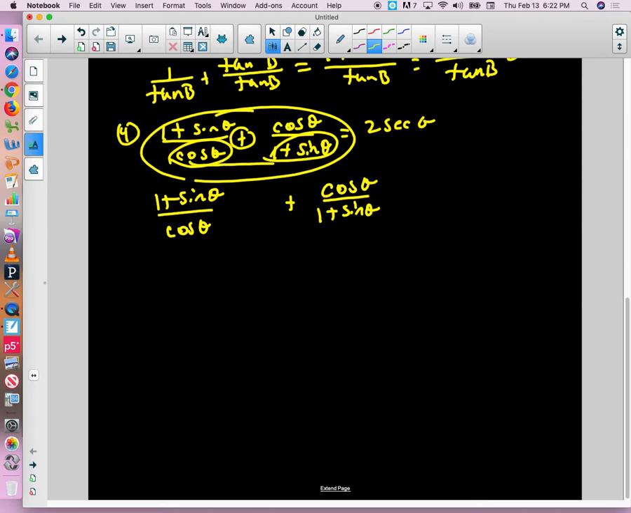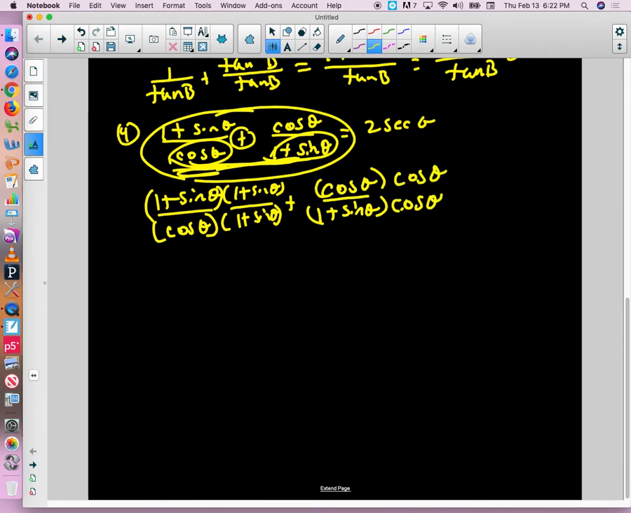Common denominator is this. So I'm going to multiply this by 1 plus sine theta and 1 plus sine theta. I'm going to multiply this one. This one needs a cosine. Cosine theta, cosine theta. Alright, so what does that give me? FOIL on the top, 1 plus sine theta and another sine theta gives me 2 sine theta, which is pretty exciting because I see this 2 in here.